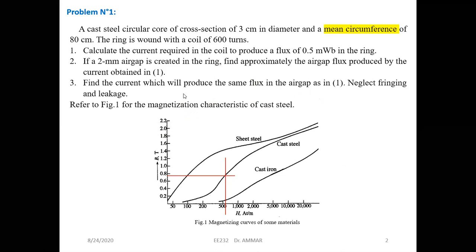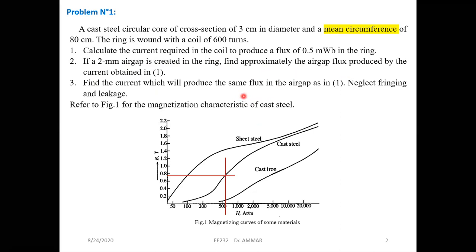So the first question said we are going to find the current required to produce a flux of 0.5 milliweber. In the second question, after adding an air gap of 2 millimeter, we are going to find a new flux, because when we create an air gap, we are adding a new reluctance to the core. And if we add a new reluctance to the core, the flux will change. So we use the same current and see what is the new flux after adding this air gap.